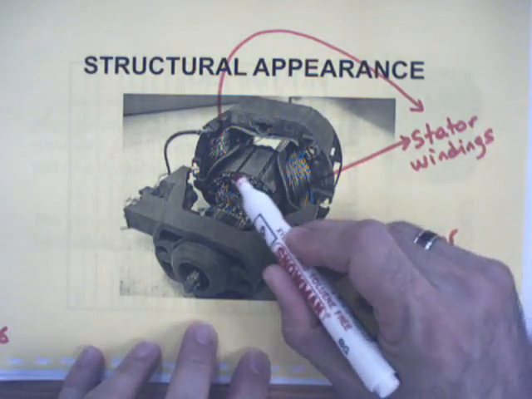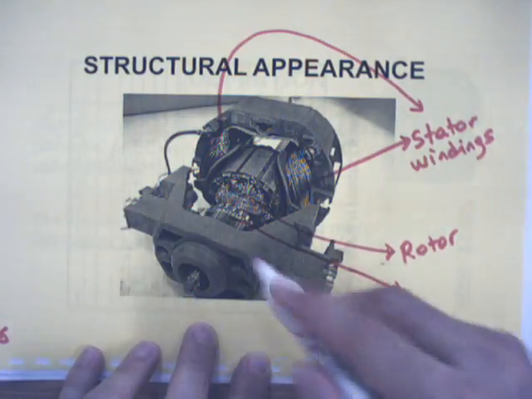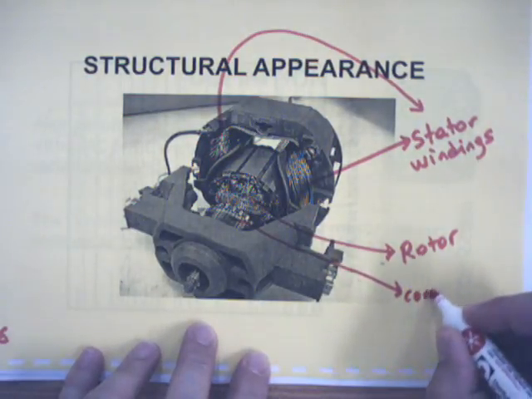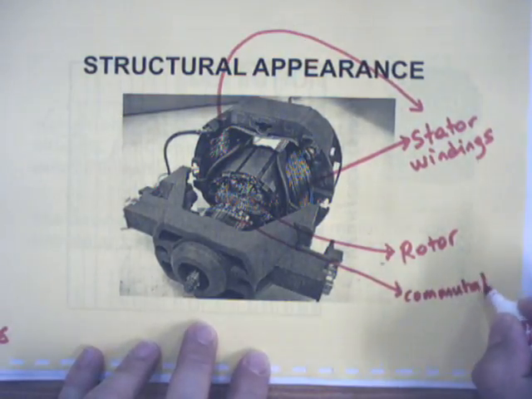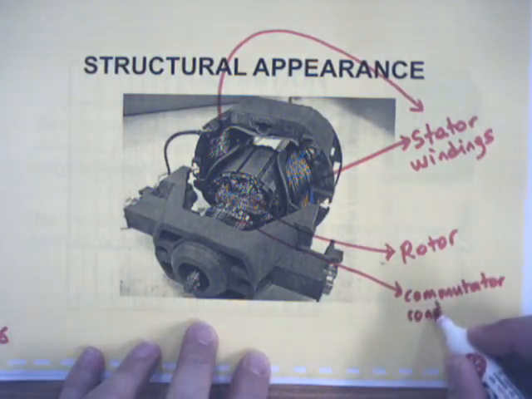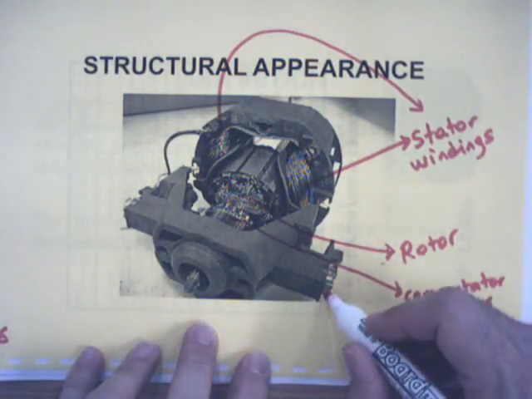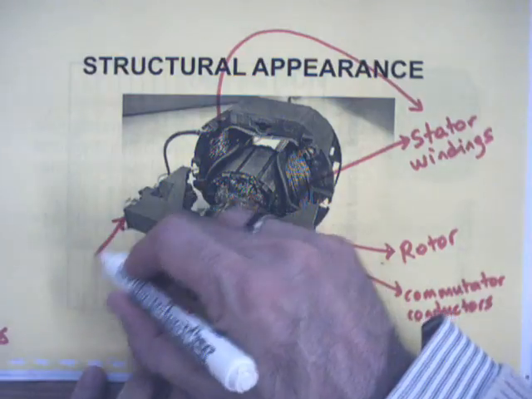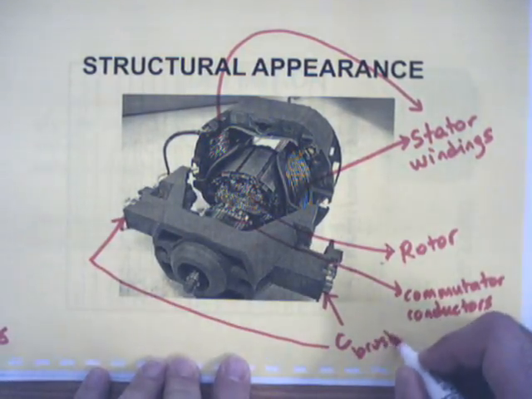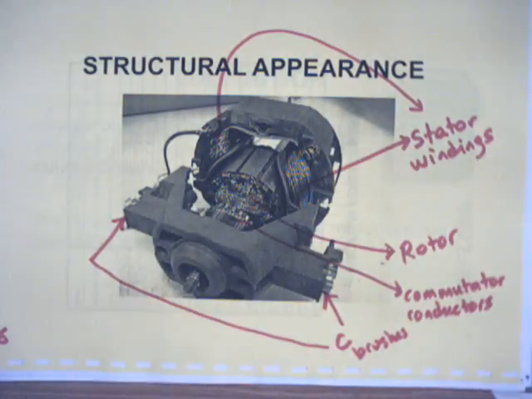So the magnetic core material of the rotor is shown, and there are some copper conductors. Those are commutator conductors. And not shown here, but these two are carbon brushes, which conduct electricity from outside to the rotor windings.